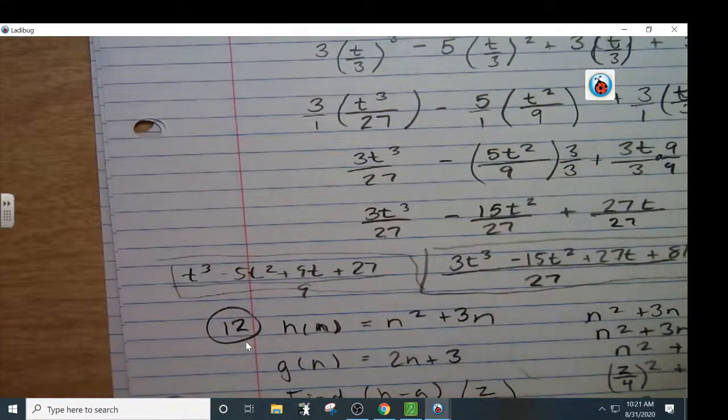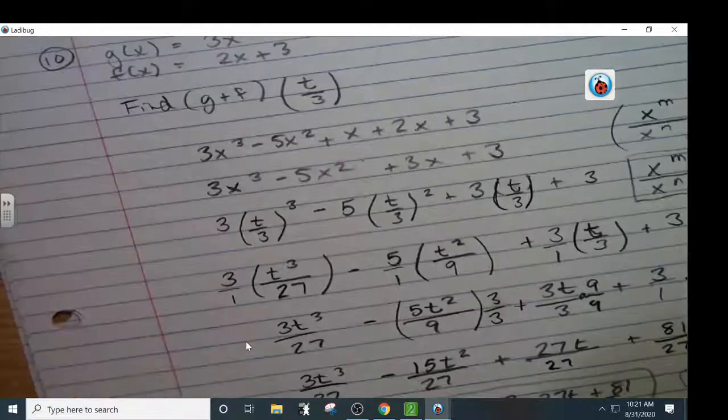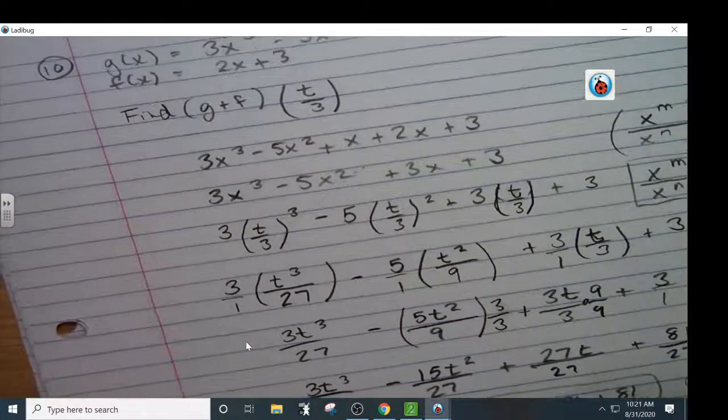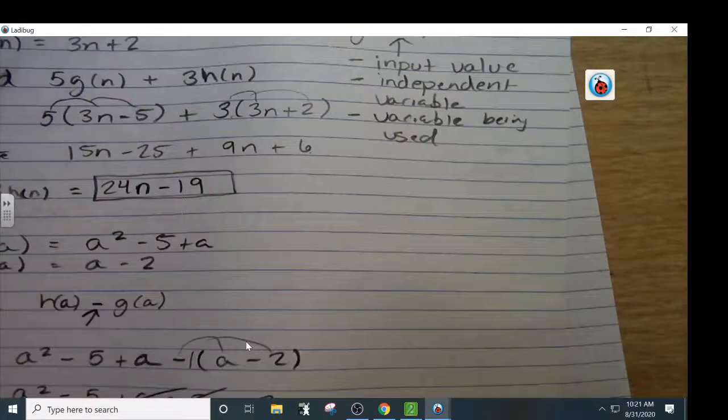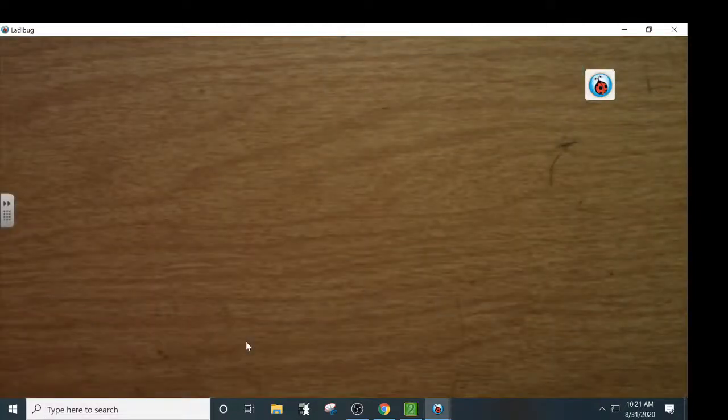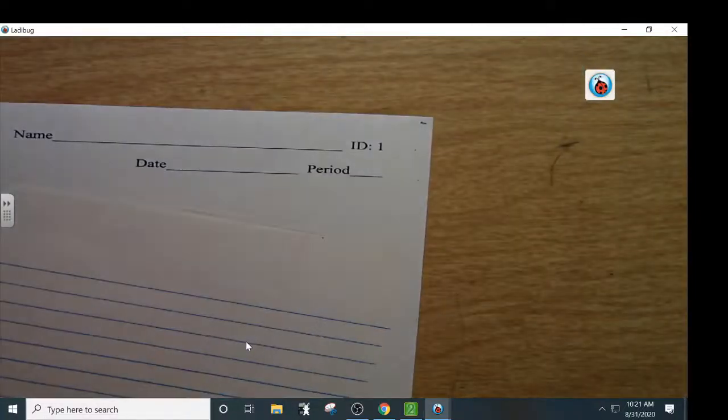All right. So let me show you one more. It's multiplication, and you're gonna plug it in and evaluate. I will post these on Google Classroom. I'm gonna post a video as well.